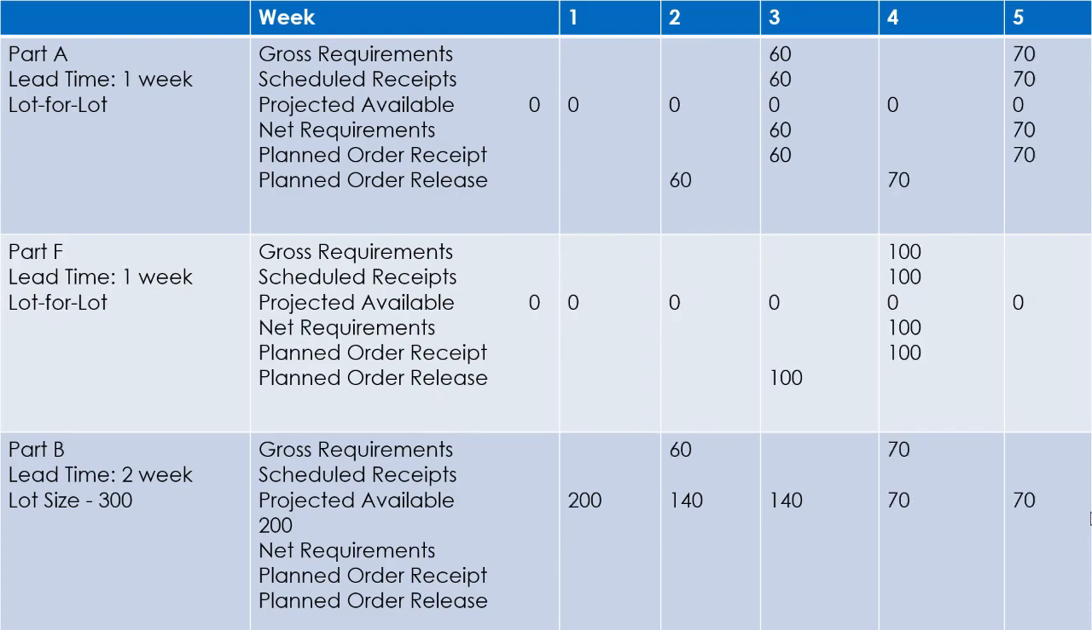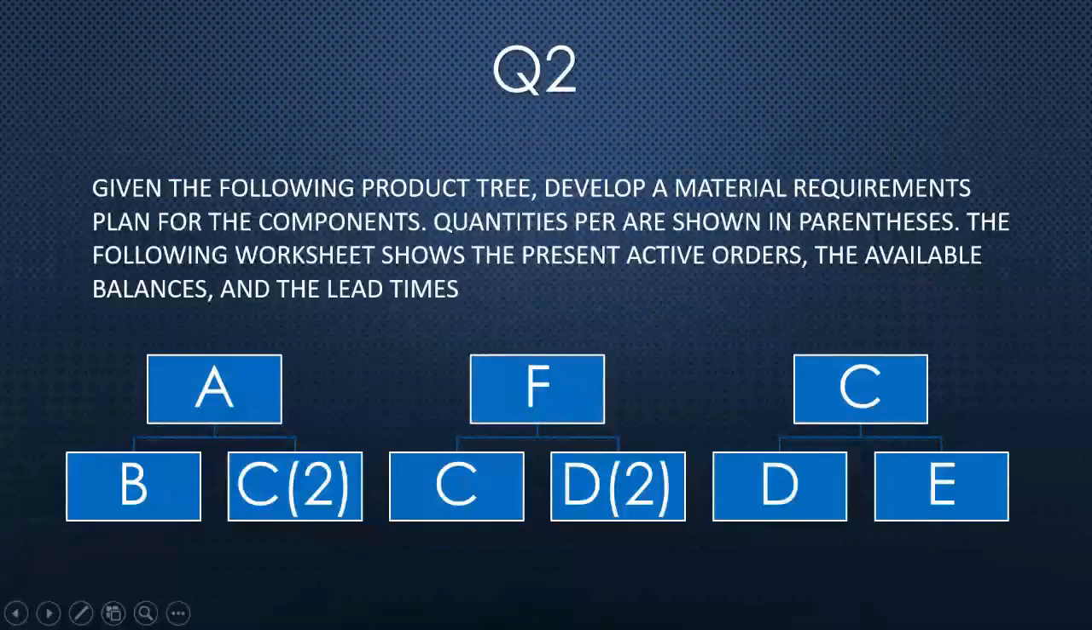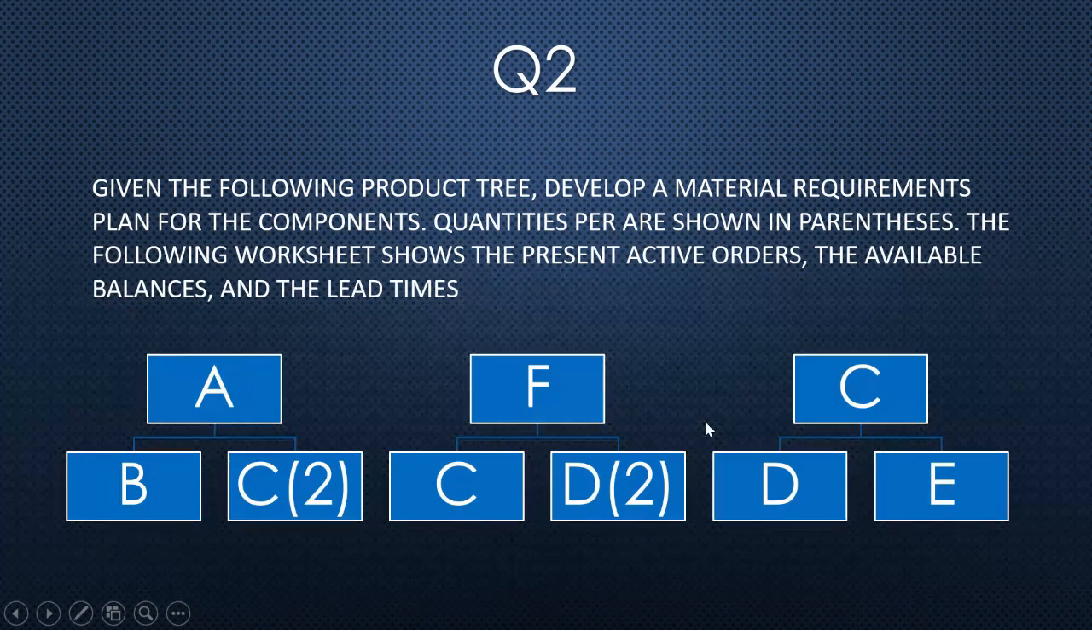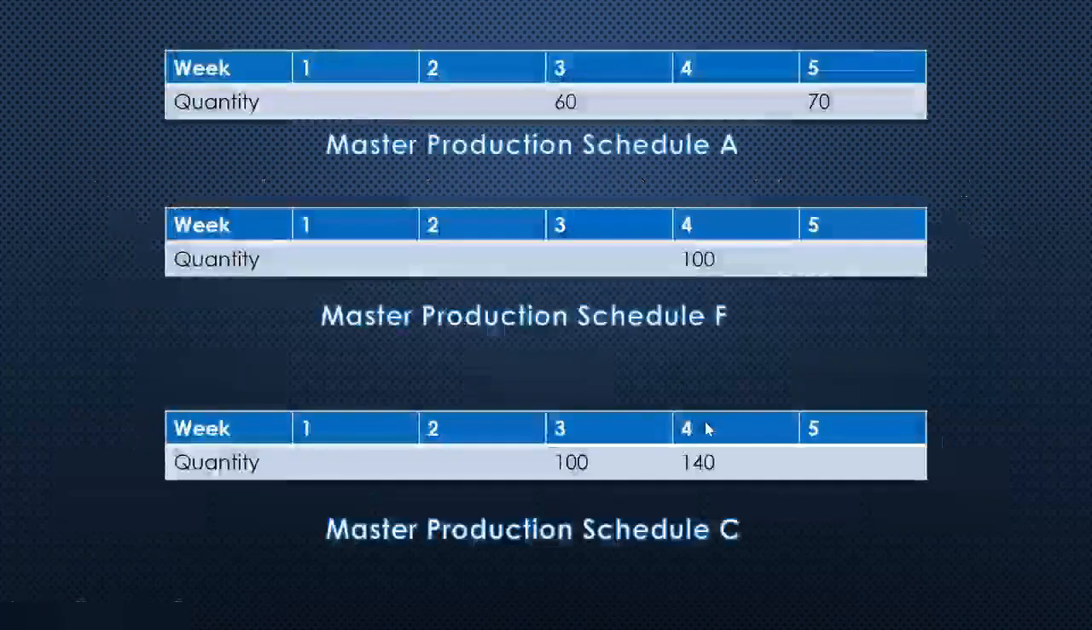Next is part C. Where do you see part C? Part C you see in your A and your F, which means you need to have two Cs and one C, which is under A and F. Okay.